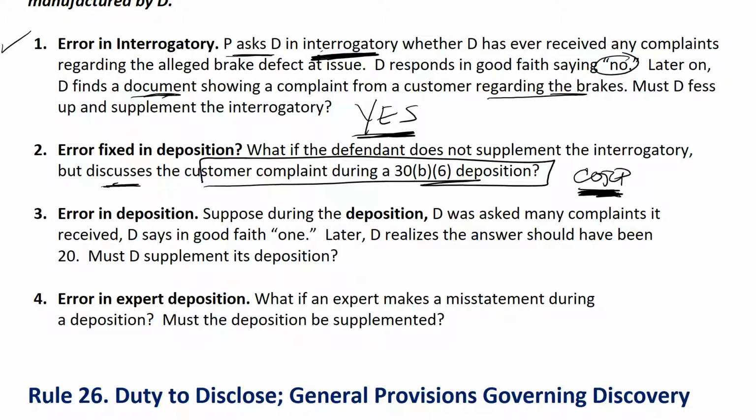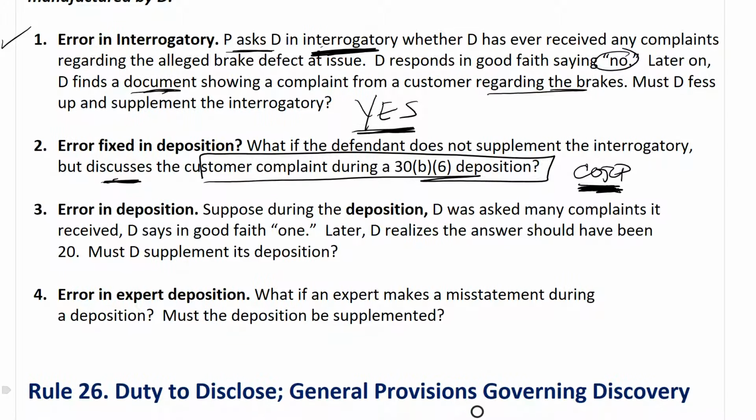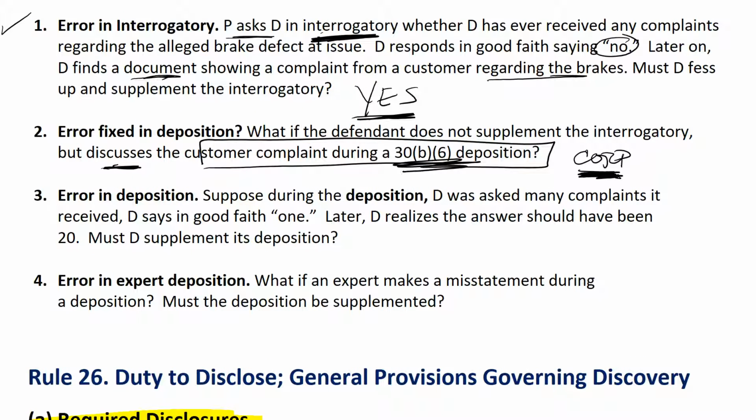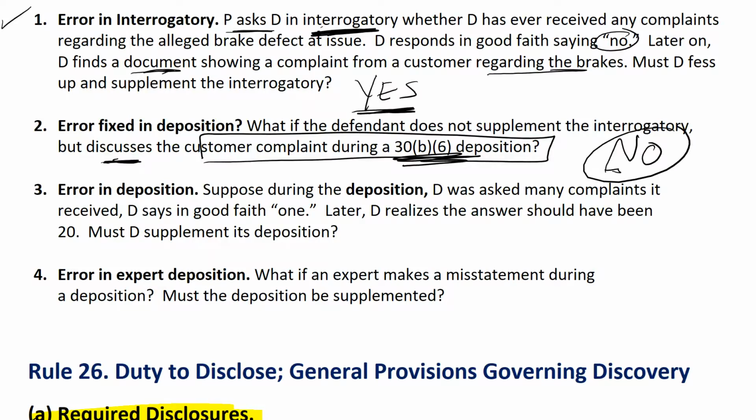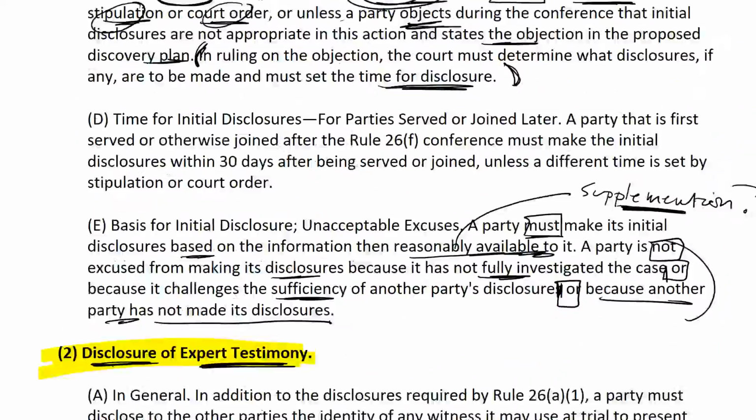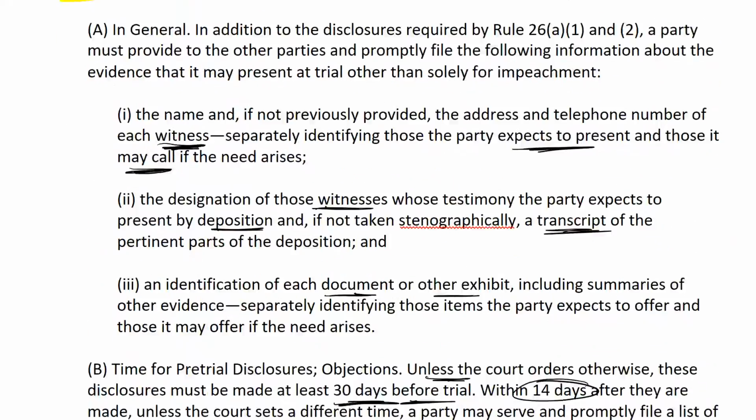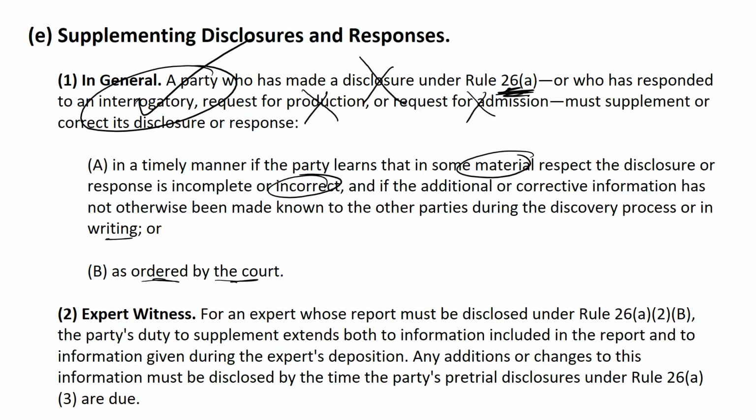But that information was fixed during a deposition, okay? Is there a duty to supplement? And you might think the answer is yes, because the interrogatory was wrong and nobody ever pointed out the error in the interrogatory. But the answer here is actually going to be no. Okay, why? Because the information, in fact, was corrected. The correct information was given.